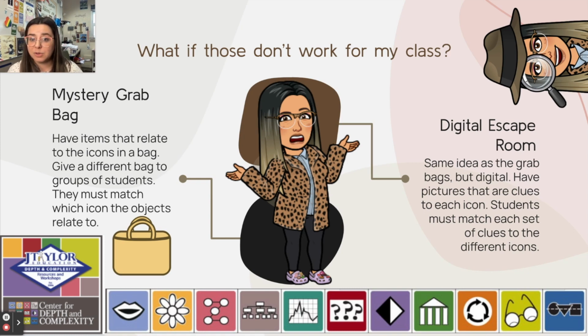And it's what you have available. If you don't have certain things, you can print stuff and have the picture, but it is pretty cool just to have those objects. Then you give different groups a bag, and then ask them to identify which icon the objects relate to. If you don't have those resources, you could do it digitally.